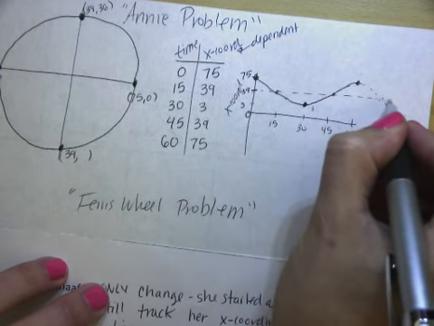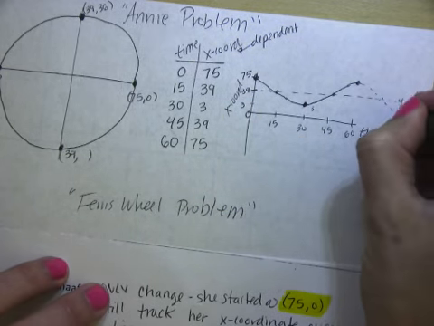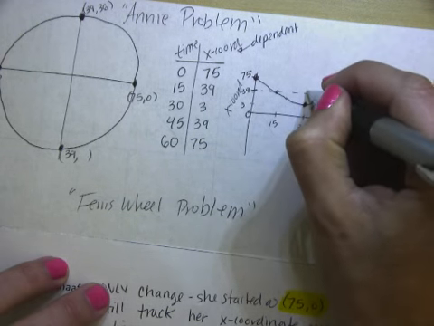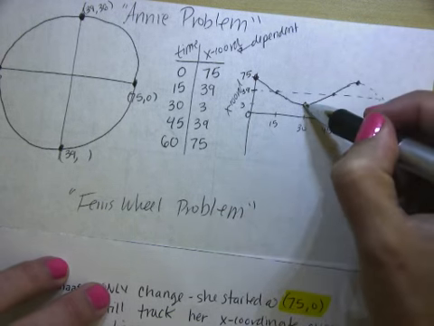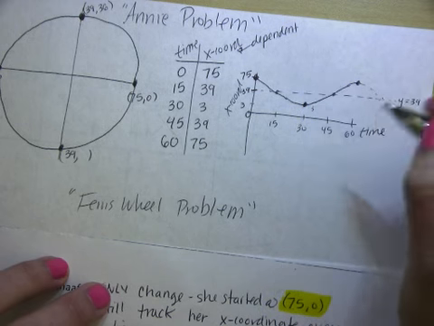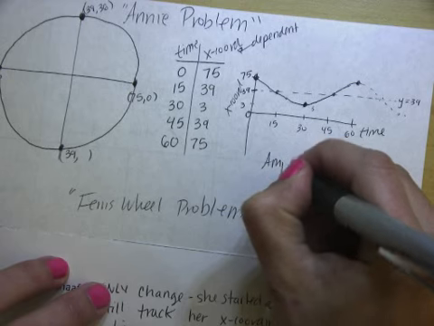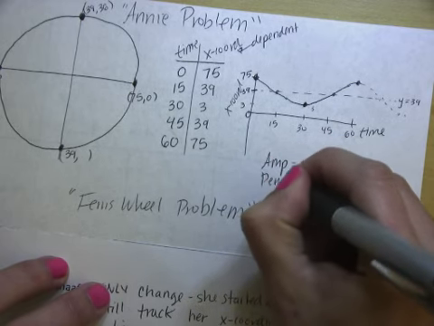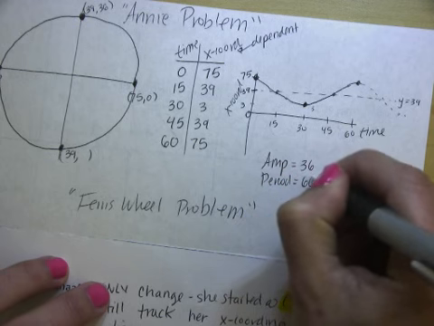We have to divide that. Our midline is still 39. Okay, so we go from the below midline is 36. If we go another 36, that brings us back up to 75. So we see that our amplitude is still 36. Our period is still 60 seconds.